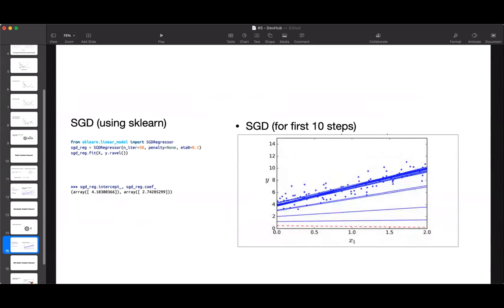Now, how do we implement SGD, this stochastic gradient descent? On the left, you may see code implemented using scikit-learn. First, we are importing from sklearn.linear_model. We are importing SGDRegressor, and then we are using that. We are setting the number of iterations. We are setting a penalty. We are setting an eta, which we will see later on. What is eta? And then we are fitting that to the dataset which we have.